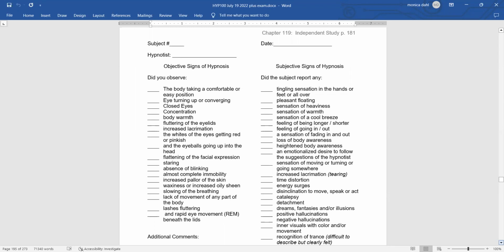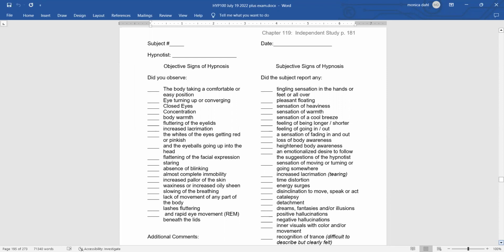In the objective signs of hypnosis, what a skilled hypnotist will be looking for? They're really easy. People do it all the time. And now you're going to know what to look for when you're seeing, hey, this person's going into trance. They're opening themselves for suggestion. The body gets relaxed. It takes a comfortable position. The eyes may turn up or converge. The eyes may close. There's a concentration.